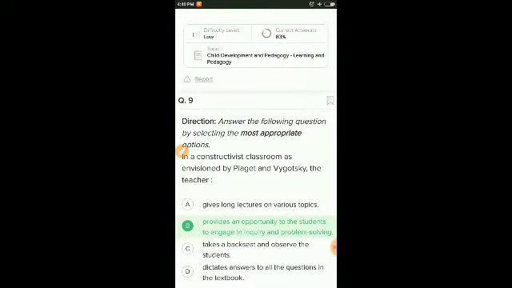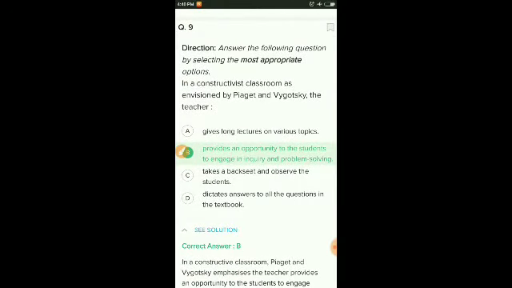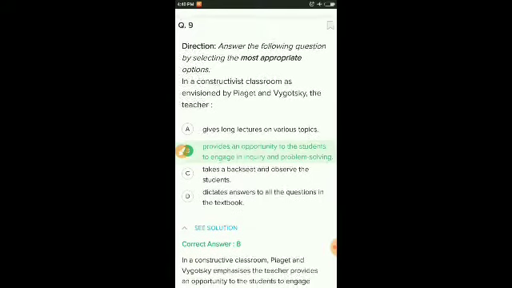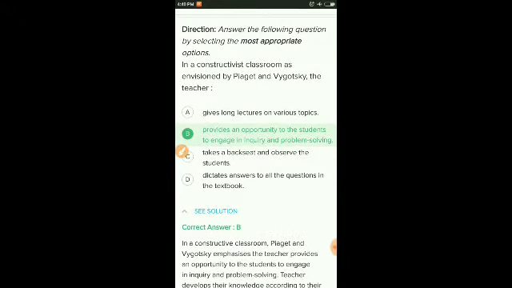Question number 9. In a constructivist classroom as envisioned by Piaget and Vygotsky, the teacher. So how should a constructivist classroom be according to Piaget and Vygotsky? The teacher provides an opportunity to the students to engage in inquiry and problem solving. A constructivist classroom always tries to engage the students in problem solving and different kinds of inquiries. This kind of classroom always tries to help students develop their intellect.